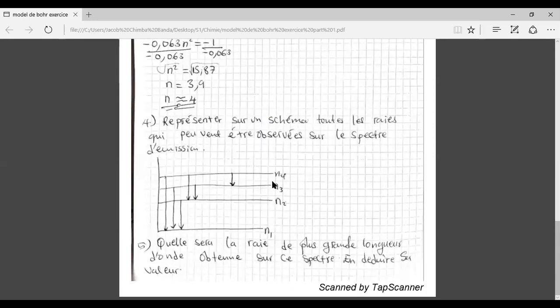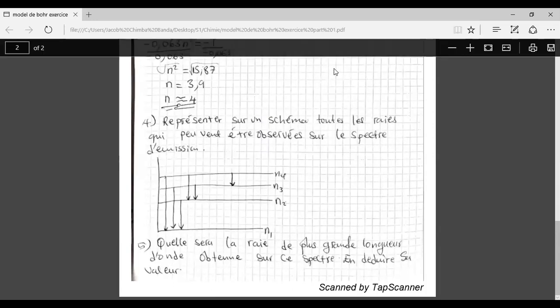So that's what I want to explain in the next solution. So the next solution.